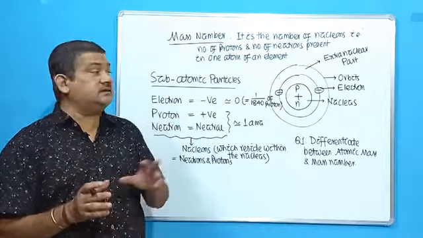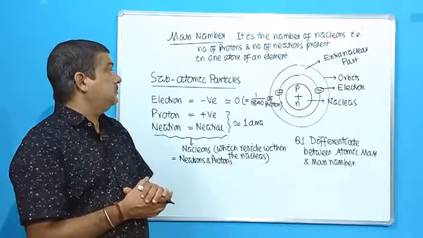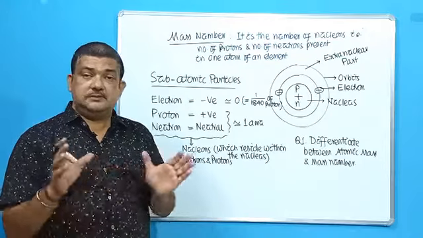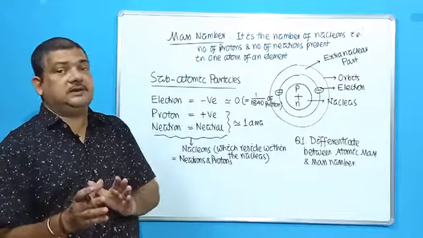Then what is the definition of mass number? Written here clearly. It is the number of nucleons, that is the number of protons and number of neutrons present in one atom of an element. So point 1 will be the definition. Point 2, what is the difference?